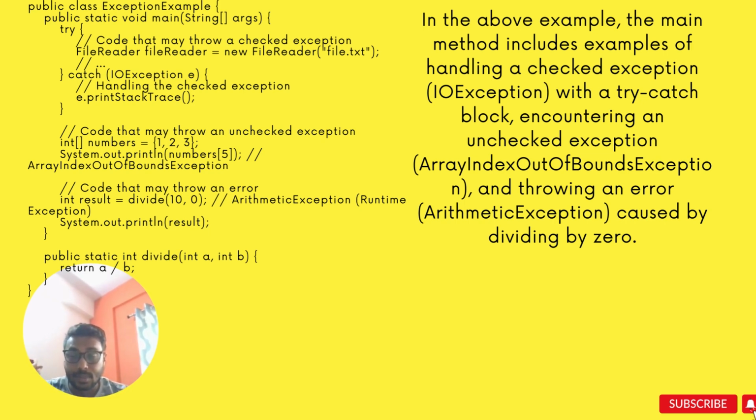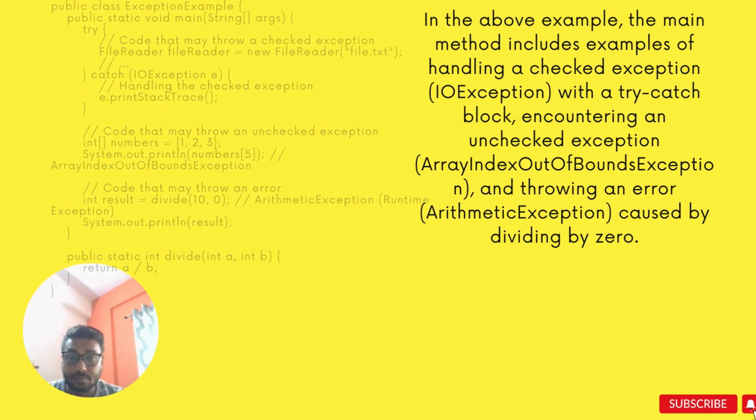And an example of a checked exception is where we are aware it's going to happen and we are handling the checked exception. So this IOException is a checked exception, and arithmetic operations, for example, cause unchecked exceptions.